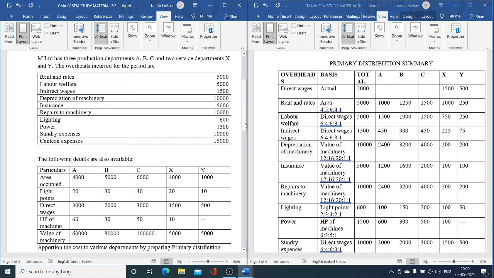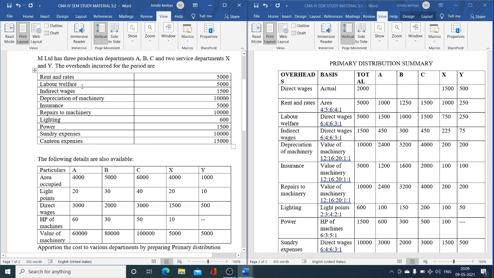So, first we will have to decide on what basis we are distributing or apportioning these overheads. Now we have rent and rates, it's rupees 5,000. When we look at this table, we can make out that we have information about area. So based on area occupied, we can distribute the rent and rates.